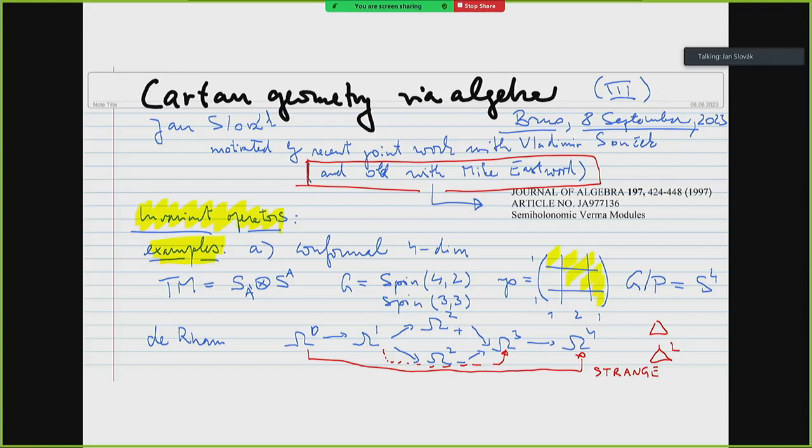And the reason why it exists is that we simply write down something which is not a p-module homomorphism on the level of the semi-holonomic jets, but if restricted to the image of the universal operator I was talking about, then it is p-equivariant.